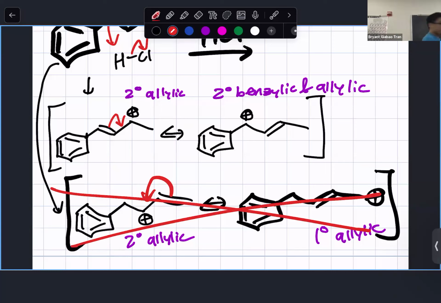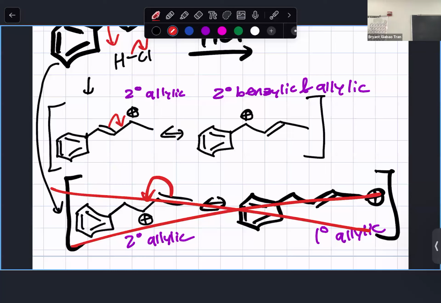And now, based on that, there's only going to be one kinetic product here, which is from the more stable carbocation intermediate, the secondary benzylic and allylic carbocation. But the thermodynamic product, these two would be thermodynamic. Or no, there's actually one that's going to be thermodynamic. And which one do you guys think that is? Is this double bond more stable, or is this double bond more stable here? They're both disubstituted, right?